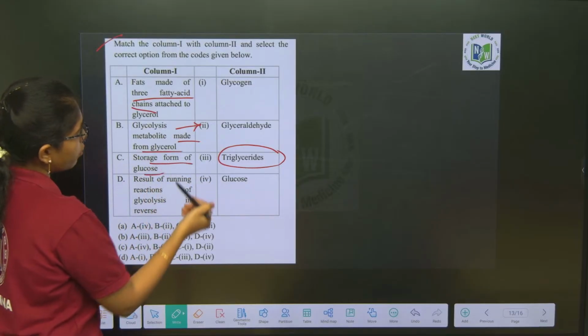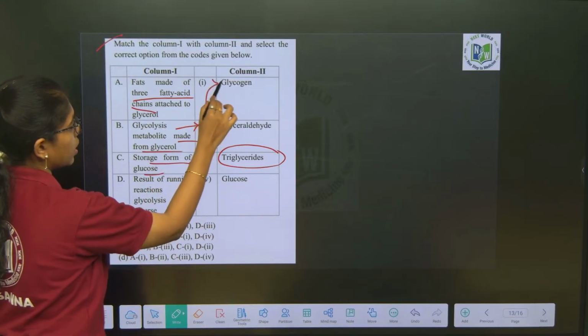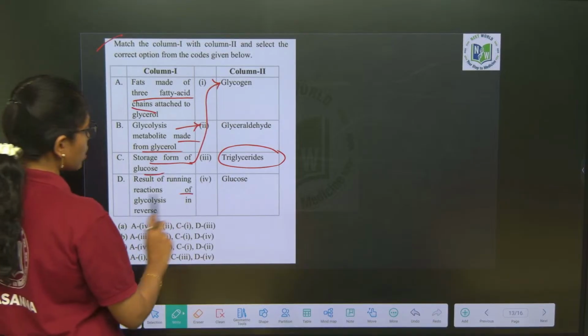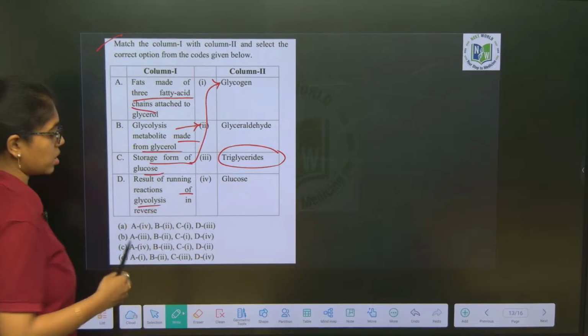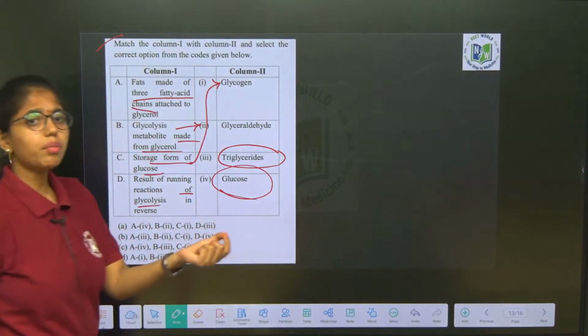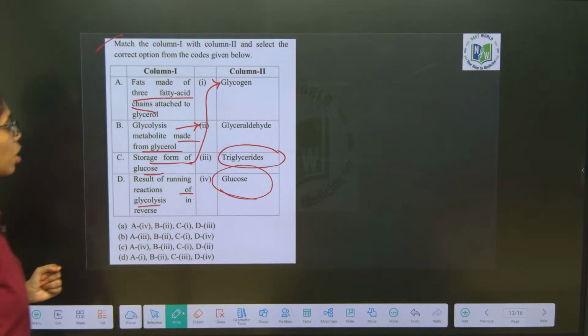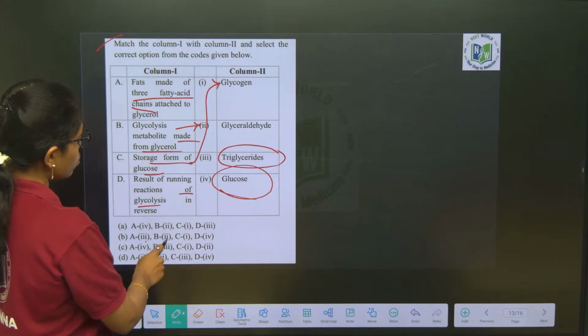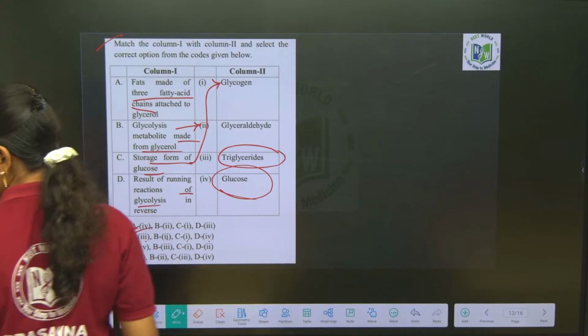Storage form of glucose is what? Glycogen. Glycogen is the storage form of glucose. Result of running the reactions of glycolysis in reverse. If you run the reactions of glycolysis in reverse, what do you get? The primary starter of the reaction, that is glucose. So here what will be the answer? A will be 3, B is 2, C is 1, D is 4. Right? Very good.